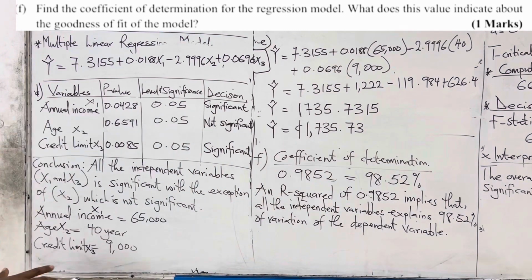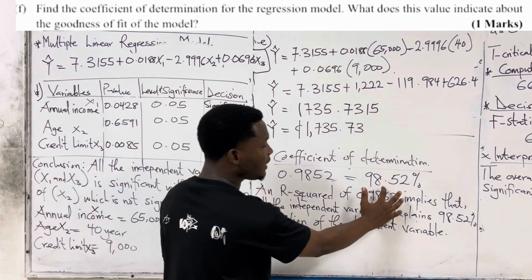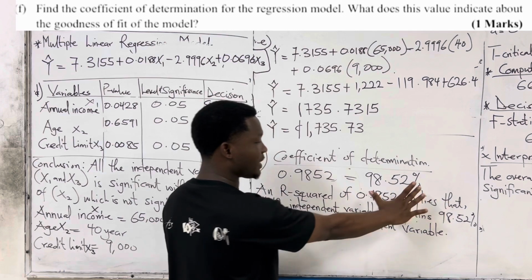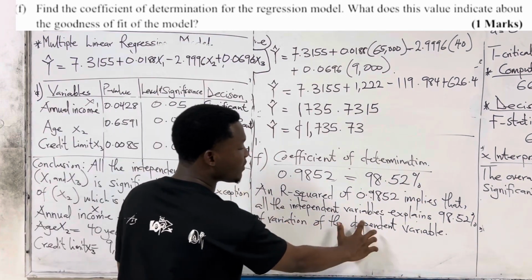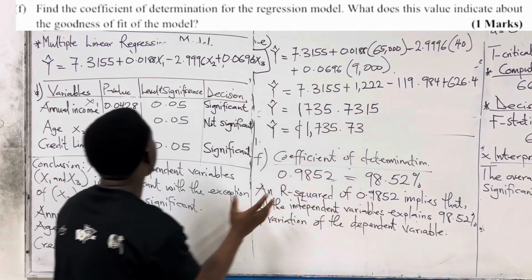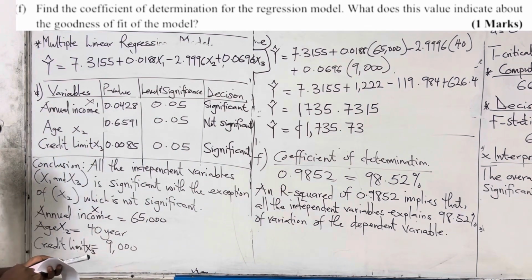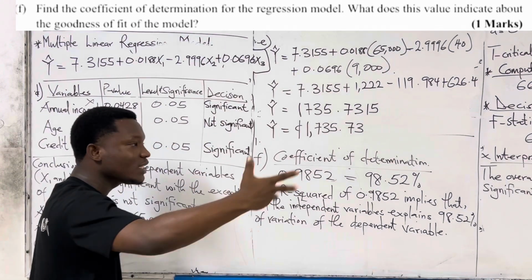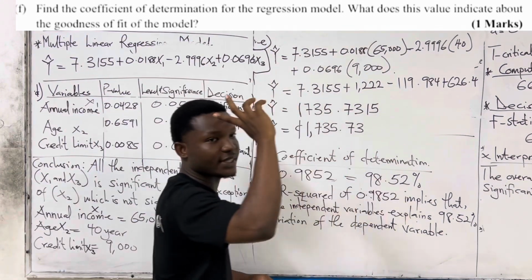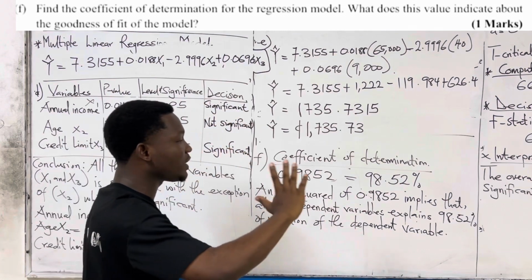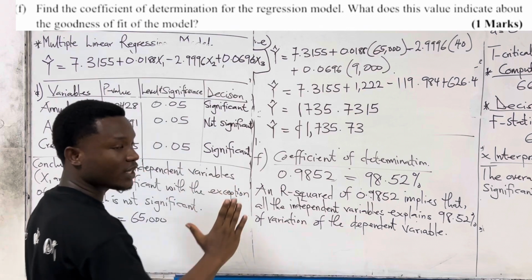So this is the fit of the model. It means that 98.52% implies that all the independent variables explain it. So all the independent variables, which are our annual income, age, and credit limit, constitute 98.52% of our monthly spending, which is not up to 100%. So this is how it fits the model.